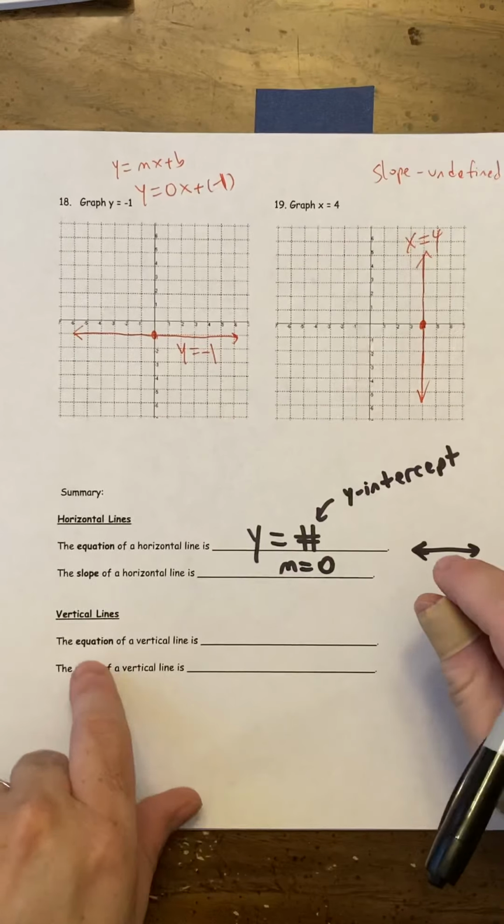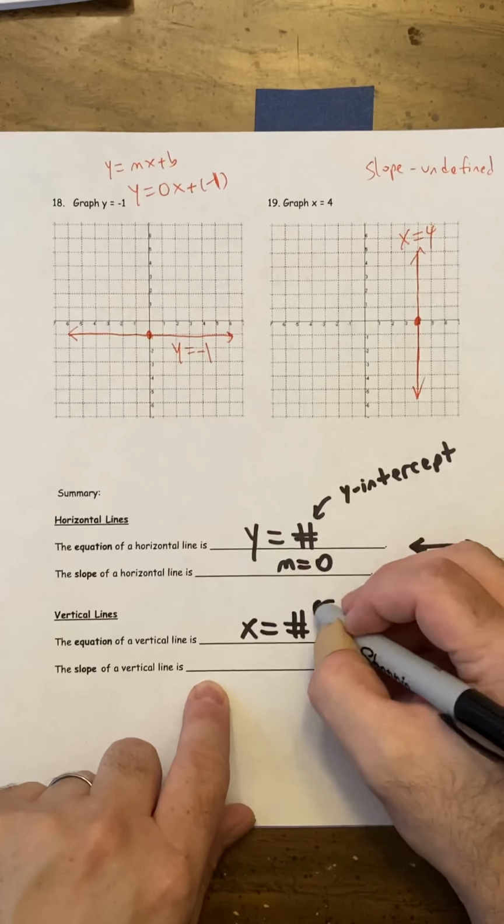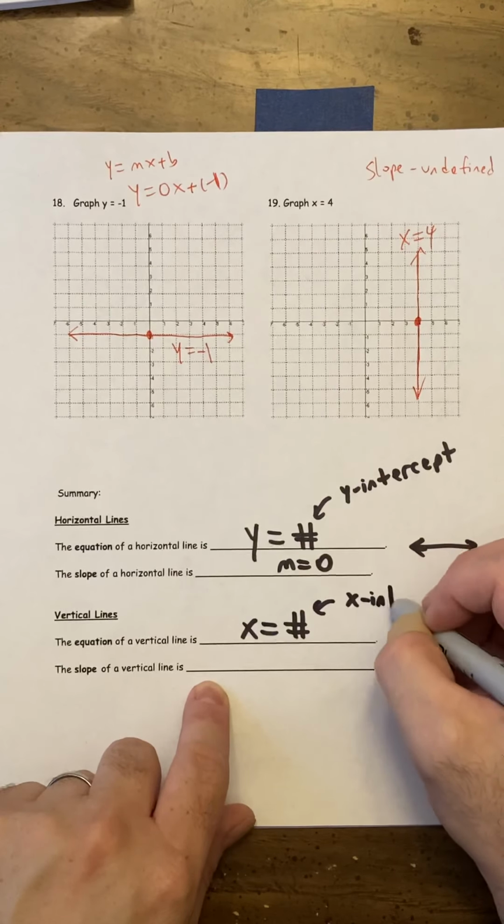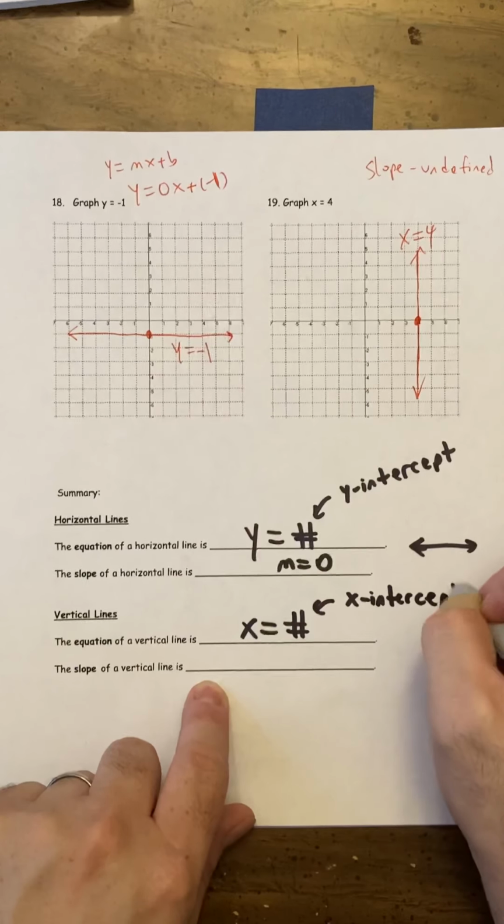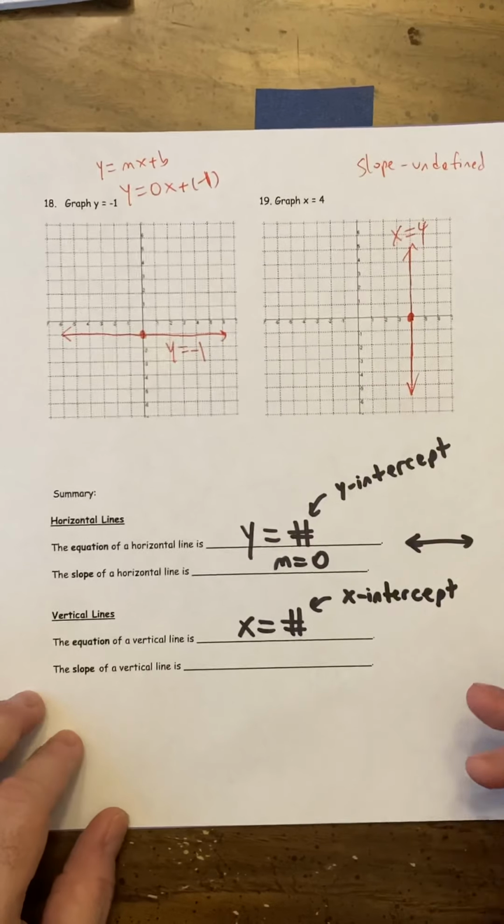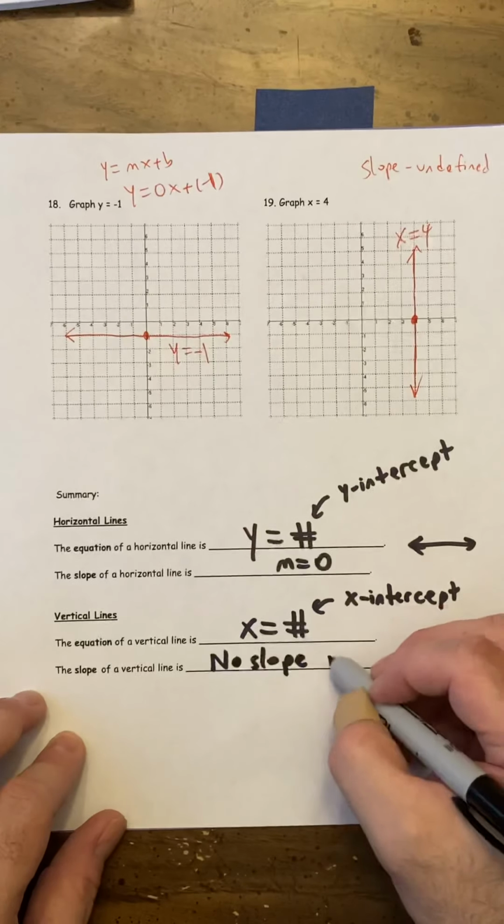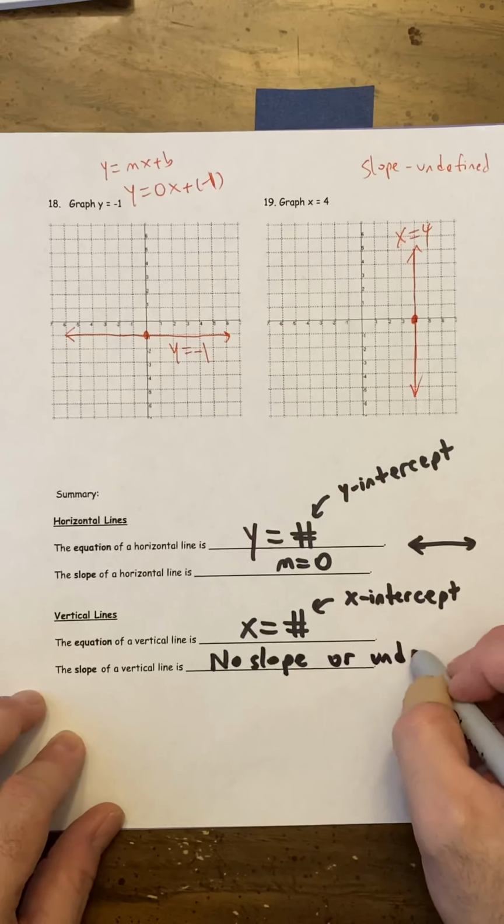Okay, vertical lines. The equation of a vertical line is going to be x equals some number. And this is going to be the x-intercept. Now, a vertical line doesn't have a slope, so we could say it has no slope. Another thing we could say, it's undefined.